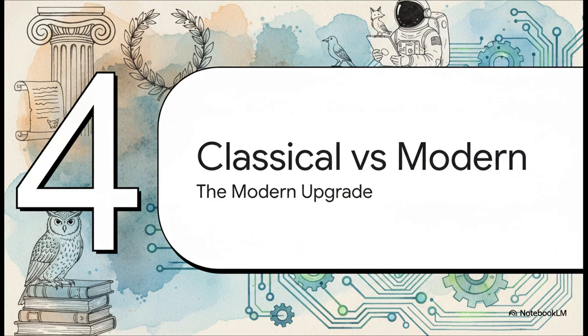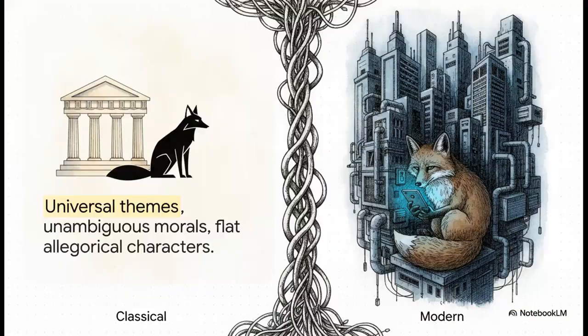However, as we move into the 20th and 21st centuries, the classical mold underwent a fundamental transformation. Let's look at Section 4, Classical versus Modern Fables, the Modern Upgrade. What's really fascinating here is the stark contrast between the two. For thousands of years, classical fables focused purely on universal themes of private morality. You know the drill. Don't be vain, don't be greedy, make sure you work hard.